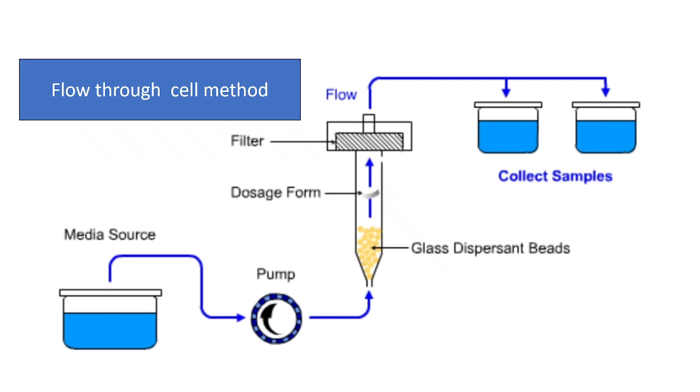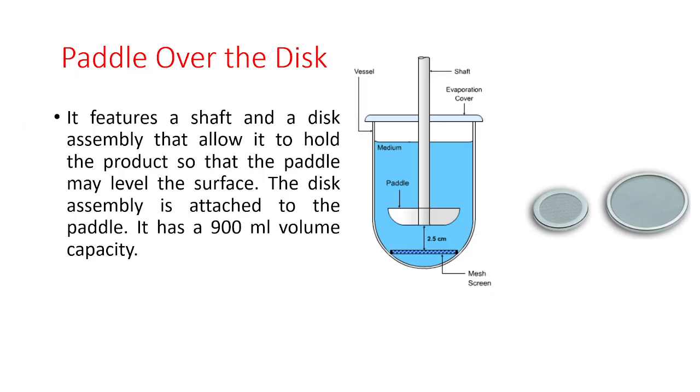And this is the image of this flow-through cell method. In this flow-through cell apparatus, we are placing the dosage form and it is connected with the pump. This pump will serve the media and it is passed through the dosage form. Then after passing through the filter, this flow reaches the sample collector.